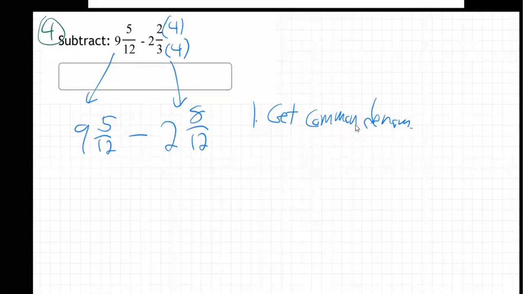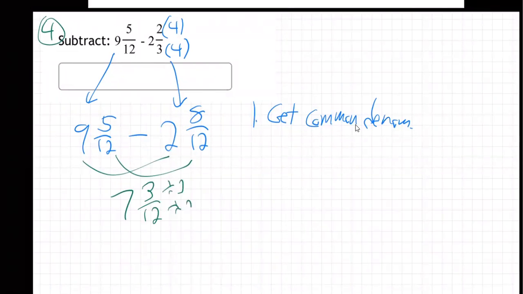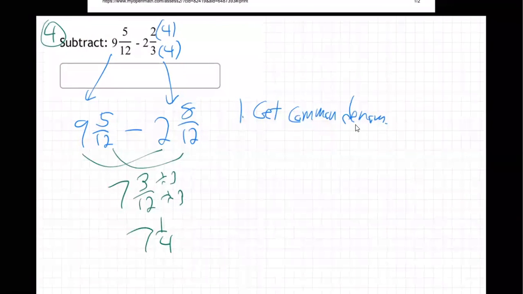Here's what I've seen in the past some students do. This is wrong. 9 minus 2, people will go 7, and then 5/12, 8/12 is 3/12, and then just reduce that, divide by 3, 7 and a 4th. That's wrong. Why is that wrong? Because since 5 is smaller than 8, you need to borrow from the 9 in order for it to be bigger. Exactly. Yeah, right there.